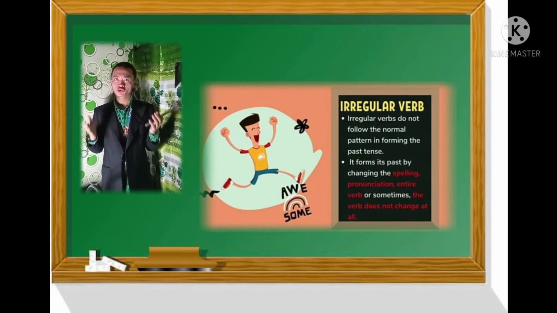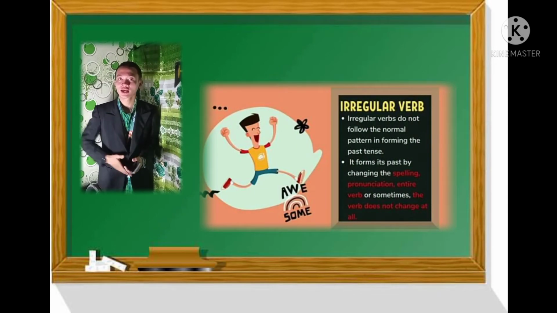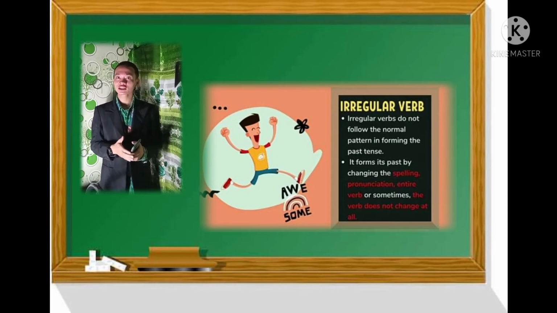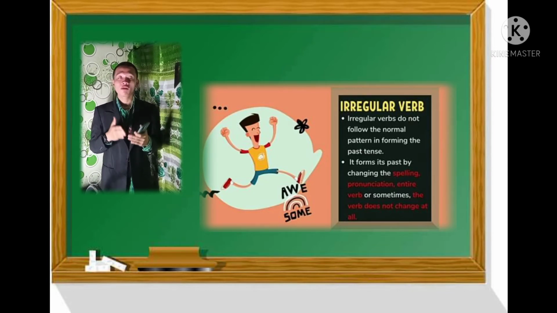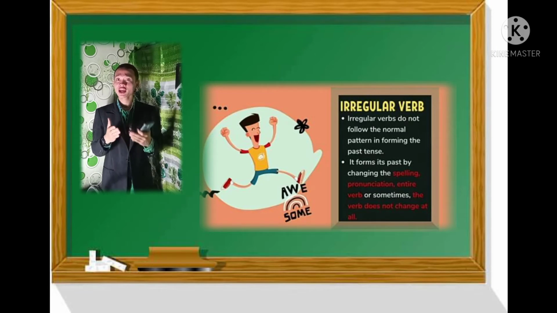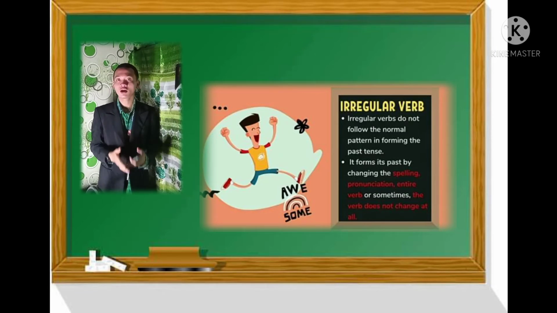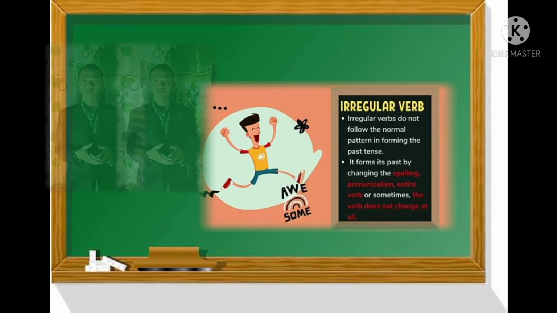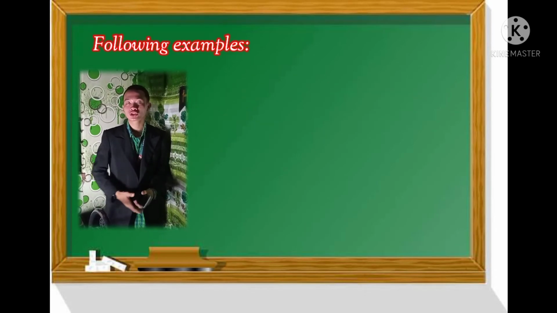Let us now discuss irregular verbs. Irregular verbs do not follow the usual patterns in forming the past tense. They form the past by changing the spelling, pronunciation, the entire verb, or sometimes the verb does not change at all. Now, let us study these following examples.